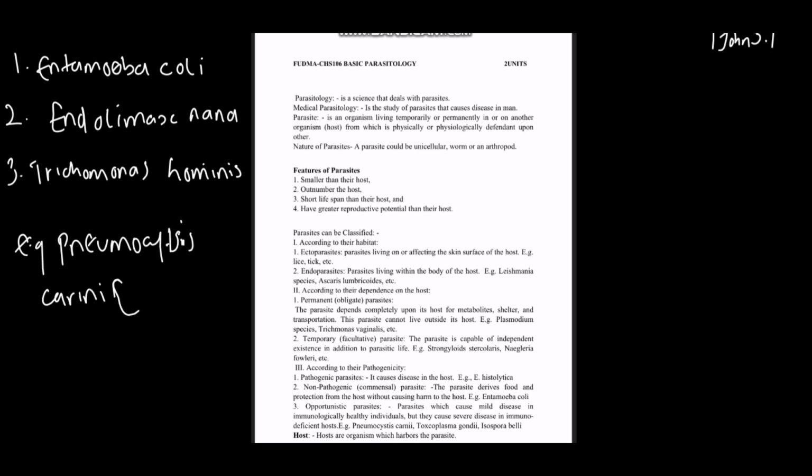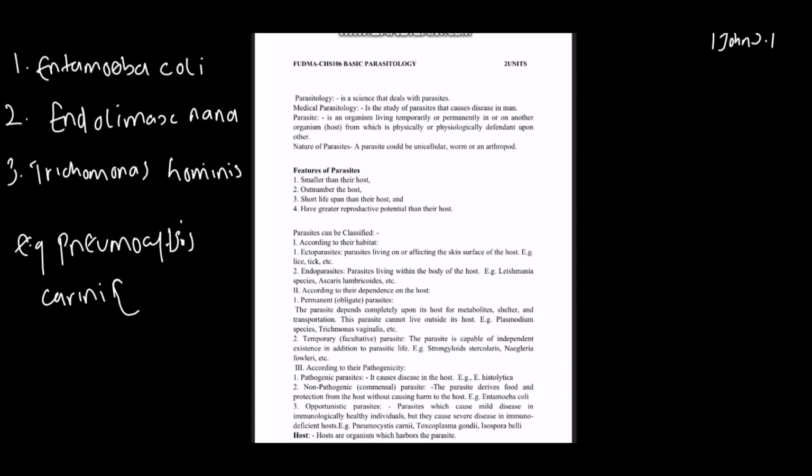It causes Pneumocystis pneumonia. Pneumocystis pneumonia is a lung infection caused by the parasite, and it primarily affects immunocompromised individuals, such as people with HIV/AIDS or cancer patients. From the name opportunistic parasite, these are parasites that strike when your body immune system is down. That's where they strike.